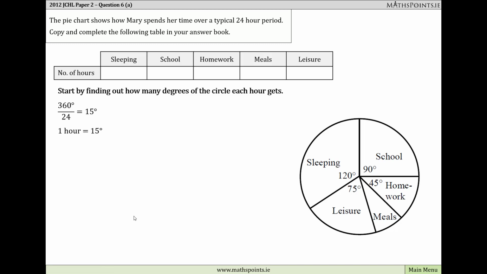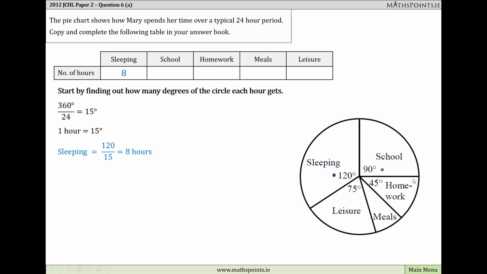So now we divide the number of degrees in each sector by 15 degrees to see how many hours are in that sector. Starting with the sleeping sector of 120 degrees, we want to know how many 15s are in 120, and there's 8. So Mary spends 8 hours of the day sleeping, and we place 8 in the table.